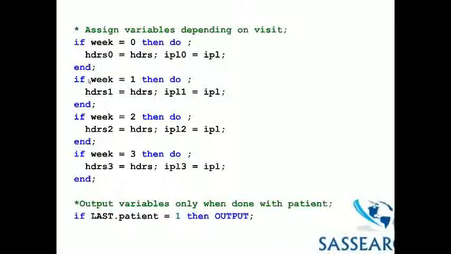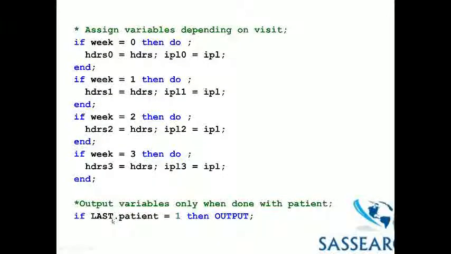The statement if week equals 0, for example, then do, tells SAS to process the statements that follow up to the end statement. Thus, when week equals 3, then the two statements in between the do and the end will be executed. Here, HDRS3 and IPL3 are assigned to the variables HDRS and IPL. Note that only one of the do-end statements will be executed for each observation. Which one depends on the value of week.